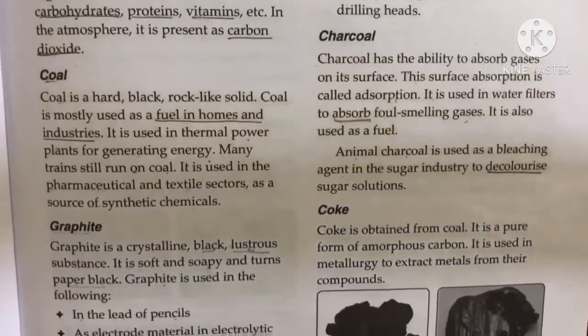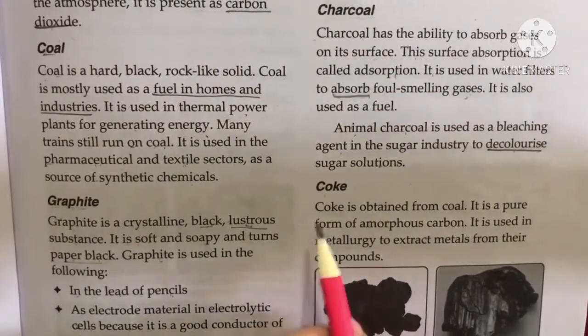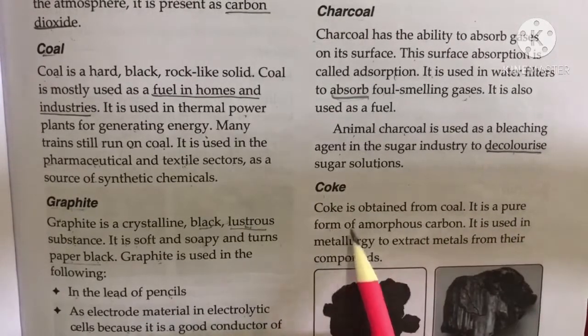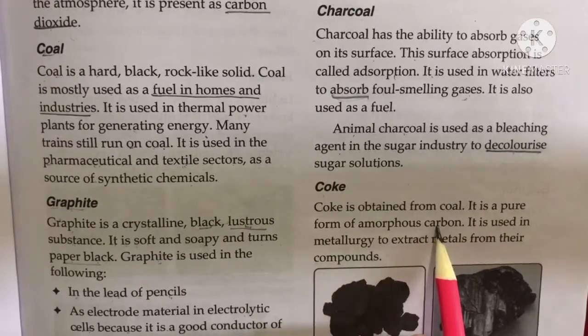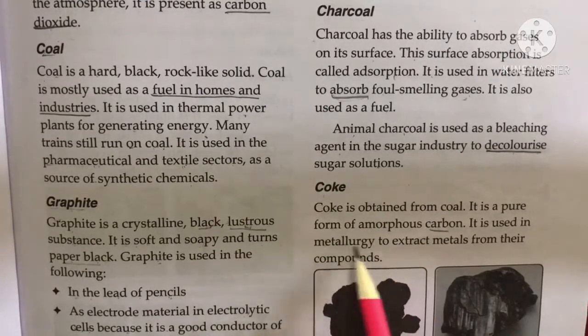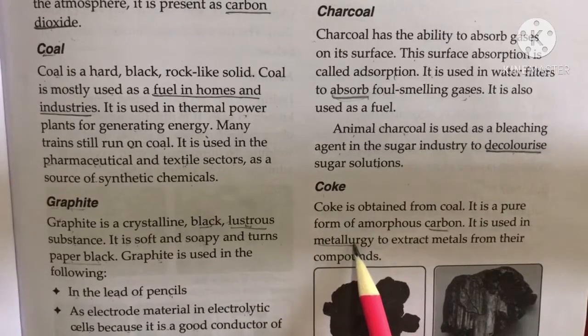Then next one is coke. Coke is obtained from coal. It is a pure form of amorphous carbon. It is used in metallurgy. What is metallurgy? Metallurgy is a process in which we extract the metal from its ore.